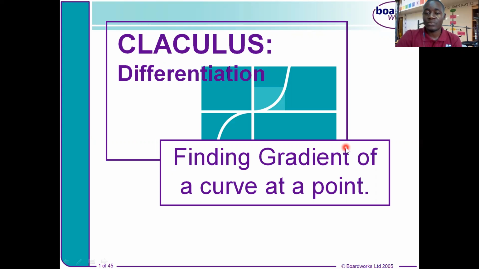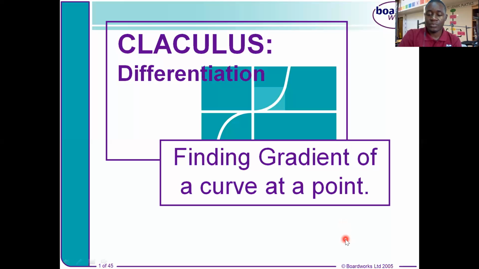Now, we probably have been used to drawing parabolas and then drawing tangents to the curve and then using the formula, change in y with respect to change in x, that is y2 minus y1 divided by x2 minus x1, to find the gradient of the curve at a particular point. We are going to do exactly the same thing here, but this time around we are going to be using a faster way, and that is differentiation.